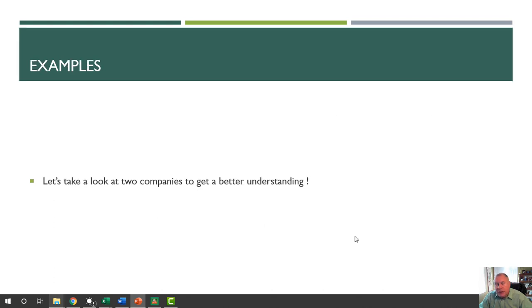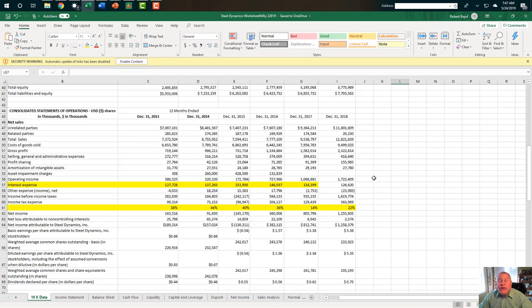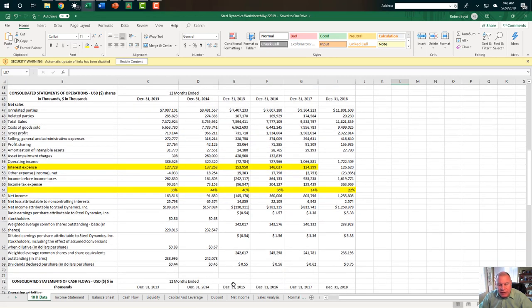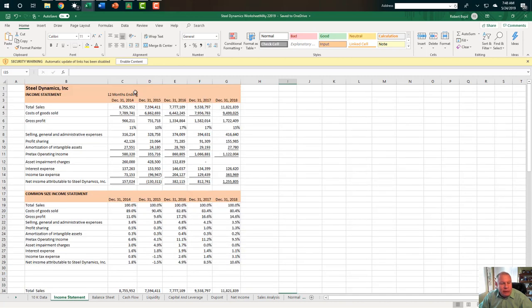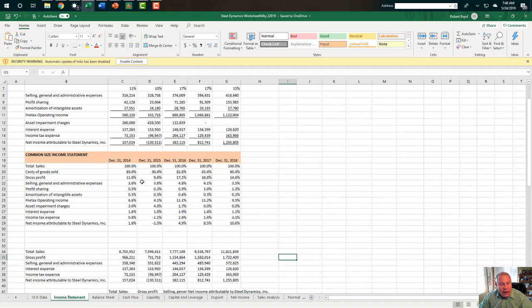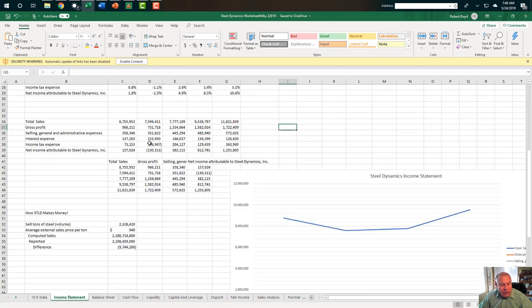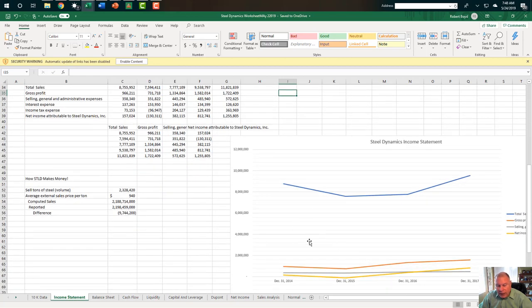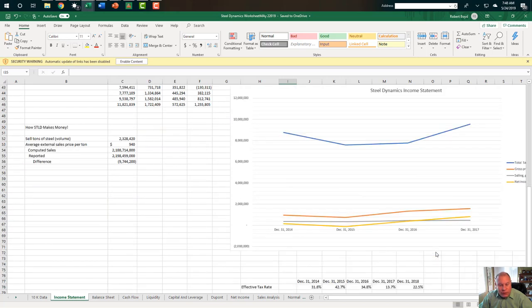Let's take a look at two companies to get a better understanding of what's going on. What I have here is my Steel Dynamics worksheet. One of the things to note is that this one you're looking at right now has everything that we'll be working on for the next few weeks. As again, I started with my 10K data. I brought it all together. I then put it into an income statement. Here's my tabular format. I common sized it. I did my growth. Have my chart visually.